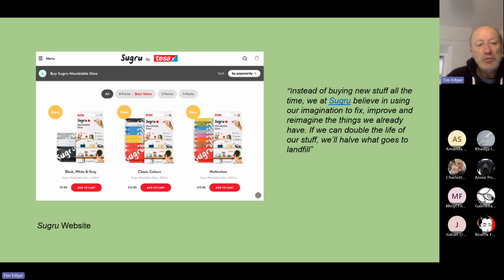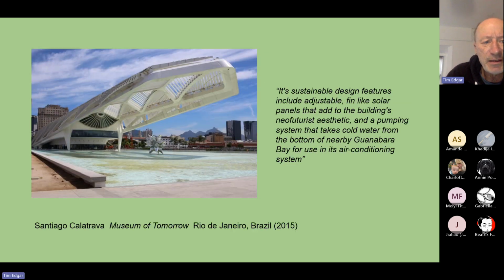And then companies who produce stuff. This is Sugru, who produce a sort of putty glue, a moldable glue, which you can use to mold around things, to glue things back together, to make things good. So rather than put them into landfill, you can just prolong their life by using this product. So these are the sort of products that the future holds, I hope and think.